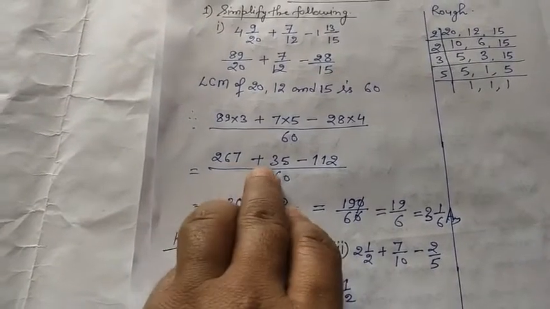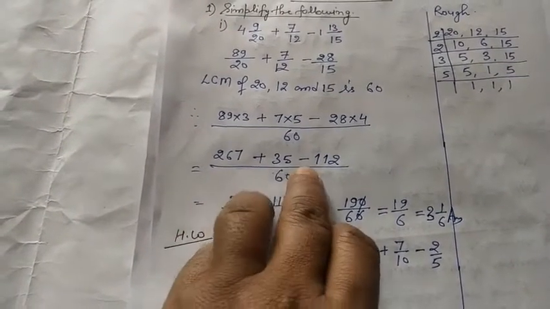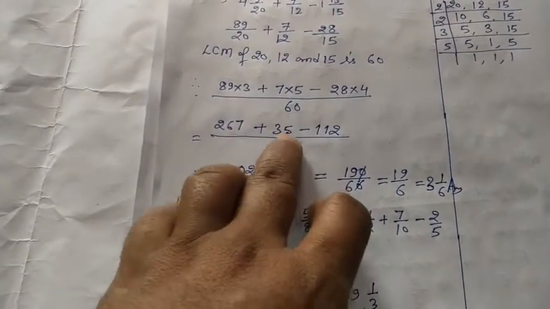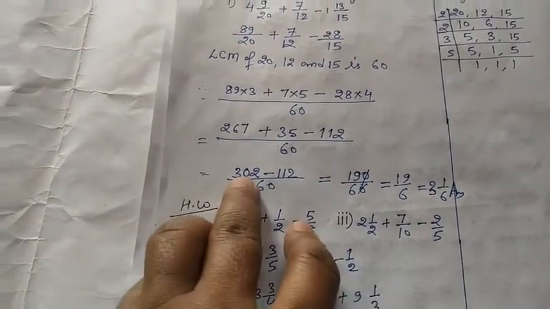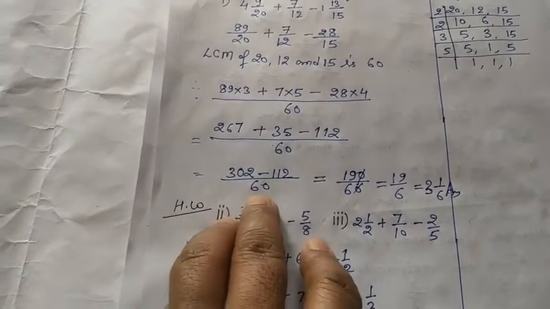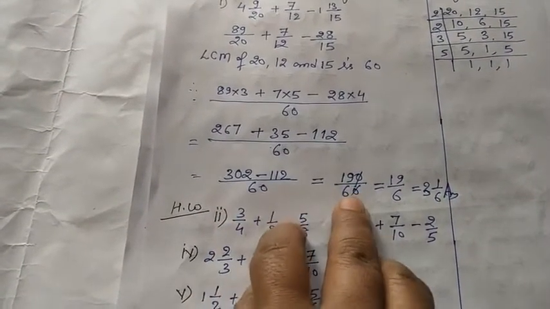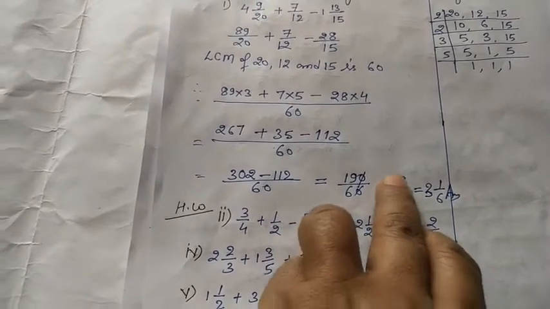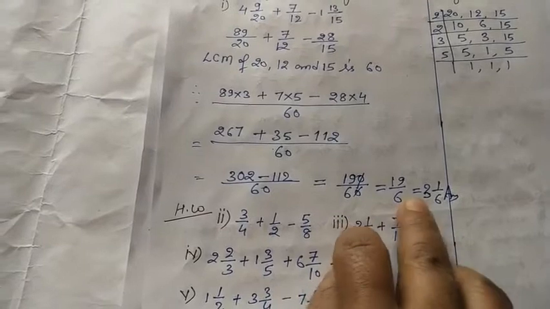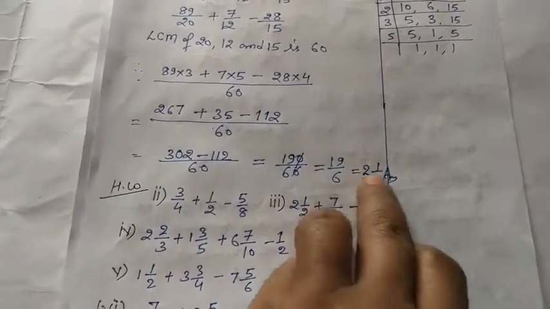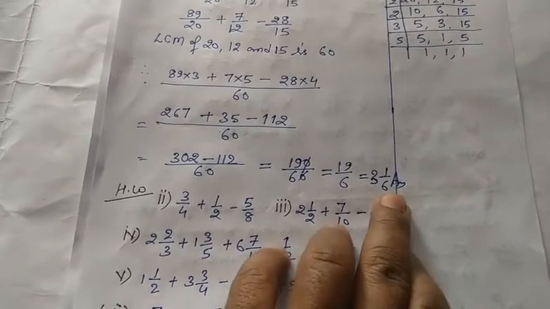267 plus 35 minus 112 upon 60. We add these two numbers together. It gives 302 minus 112 upon 60. It gives 190 upon 60. We cancel 0 by 0. Now it gives 19 upon 6, and when we change it into the mixed fraction, it gives 3 whole 1 by 6, and this is our required answer.